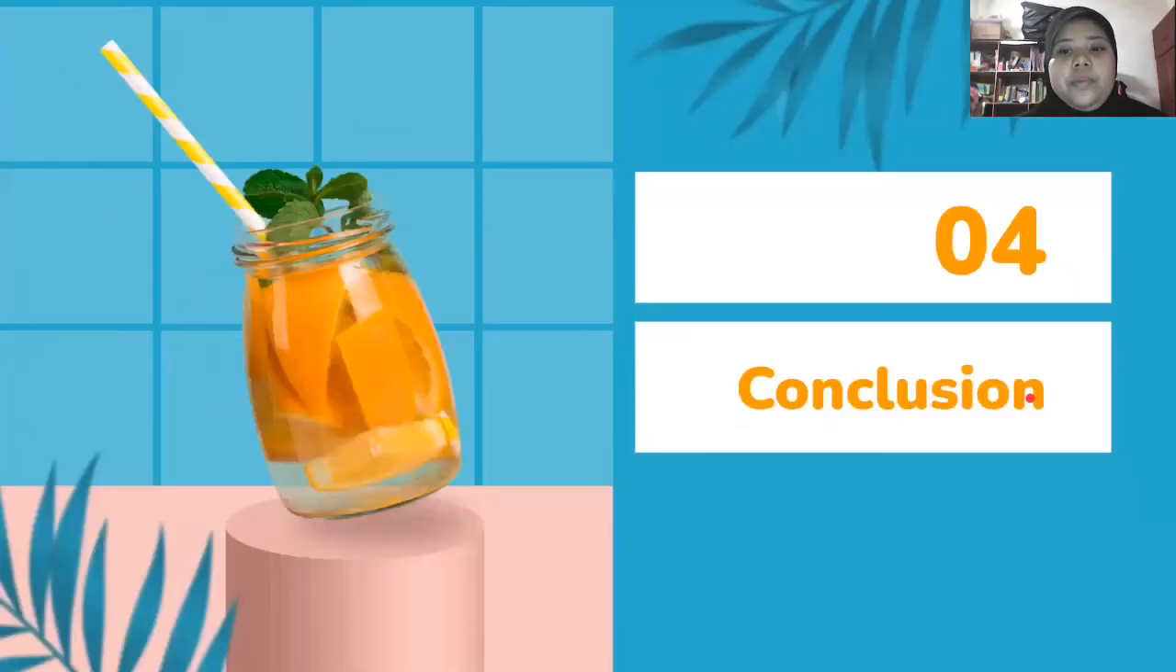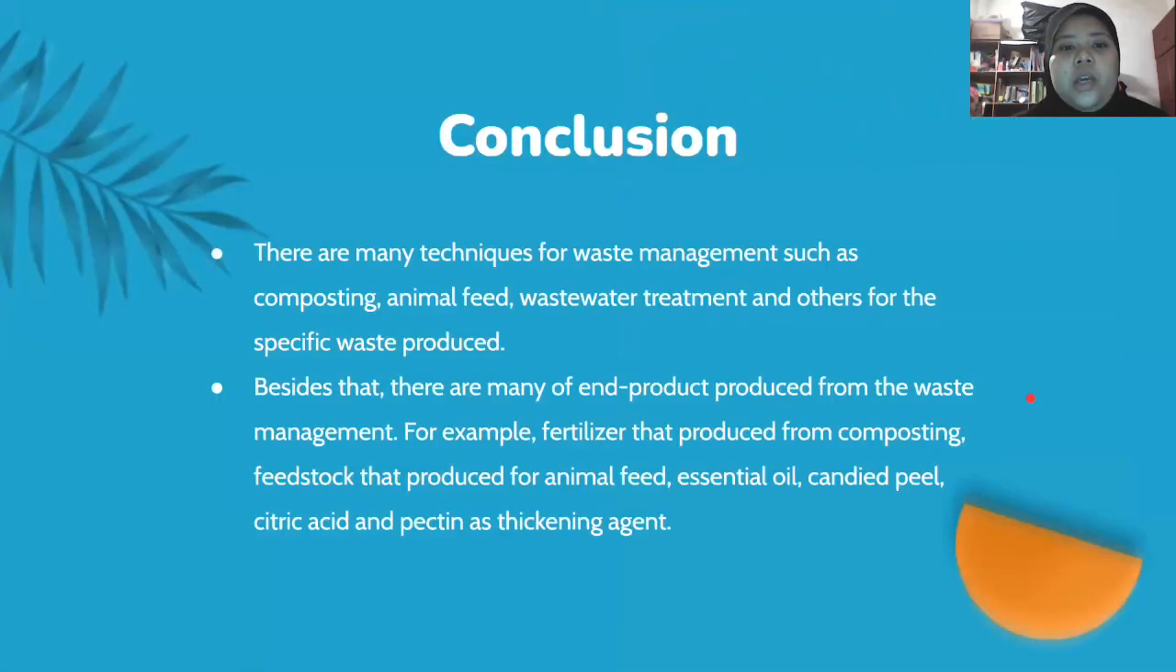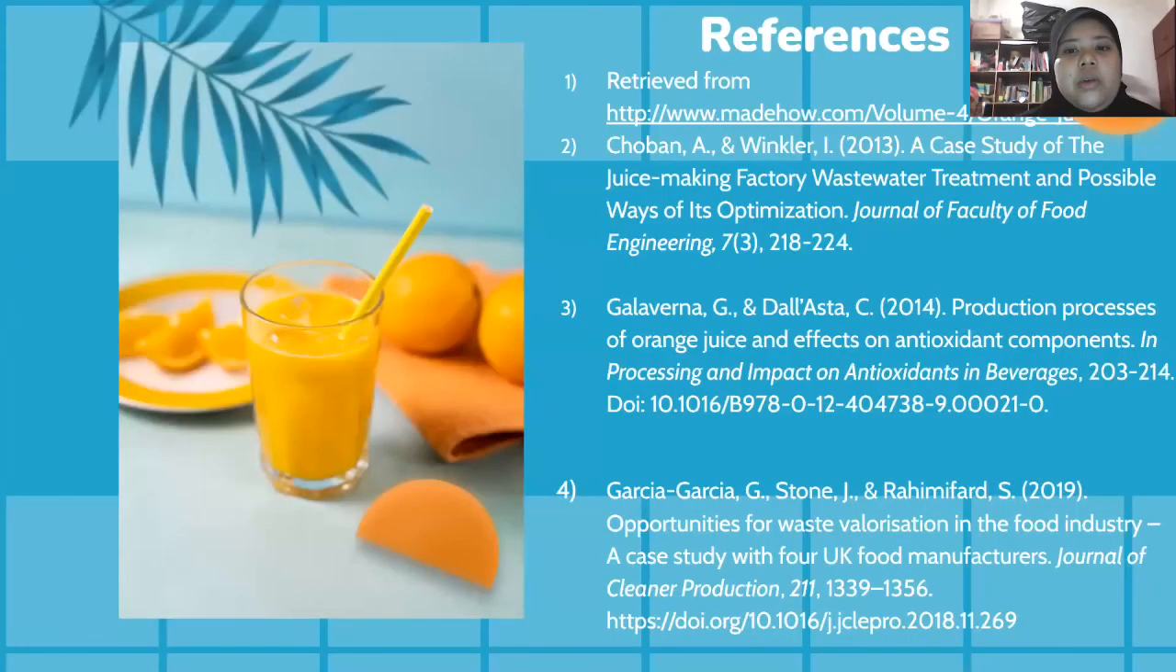Next is the conclusion. So there are many techniques for waste management such as composting, animal feed, wastewater treatment, and others for specific waste produced. Besides that, there are many end products produced from the waste management. For example, fertilizer produced from composting, feedstock produced for animal feed, essential oil, candied peel, citric acid, and pectin as a thickening agent. So this is our reference.